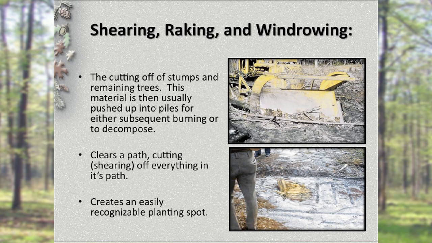Shearing, raking, and windrowing is another process that we don't use very much anymore, certainly here in the southeast anyway, and I think that's a good thing for an awful lot of reasons. Shearing is the cutting off of stumps and remaining trees. They'll put a shearing plow on the front of a large bulldozer and then push that down through the site, and it'll shear off any stumps, trees, and push all the debris off to the sides. And then those piles that it makes can either be burned or can be left to decompose. It clears out everything in its path, and creates easily recognizable planting sites. As you can well imagine, there's no debris. You're down to mineral soil.